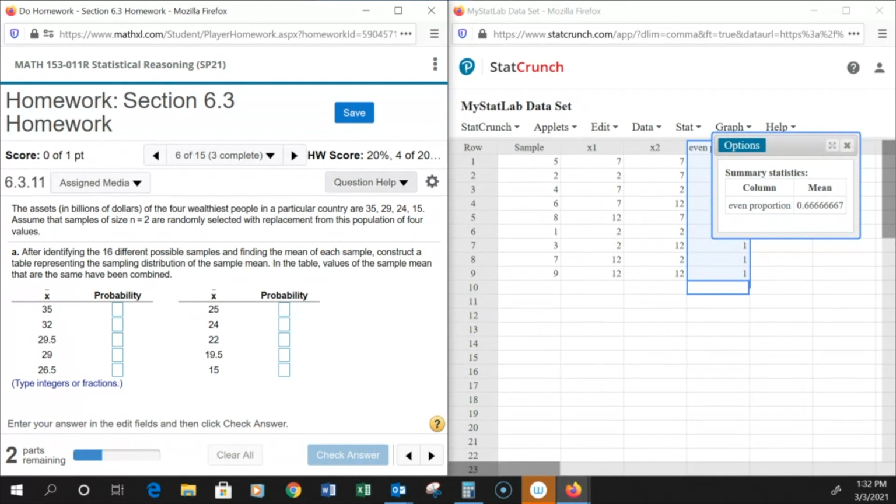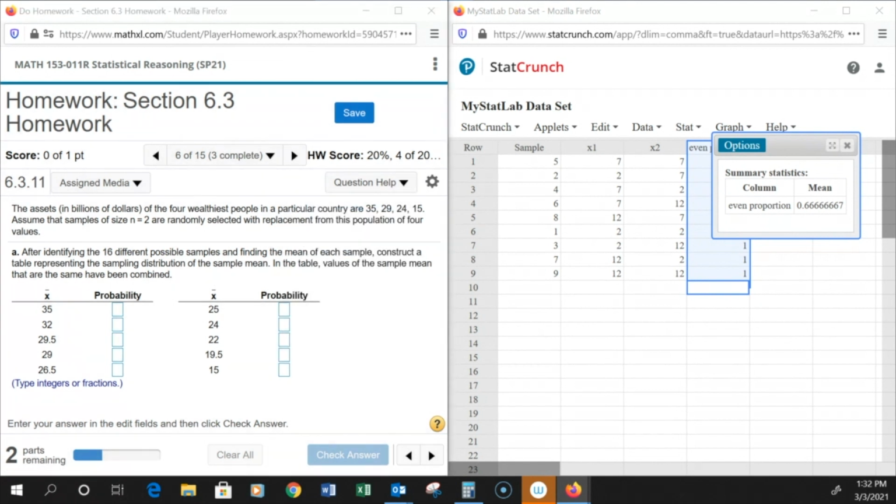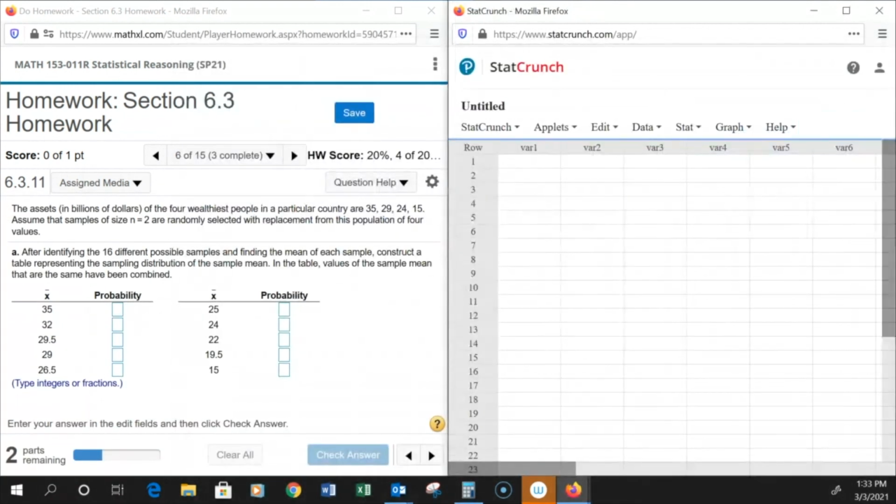So what do I need? I need to get a brand new StatCrunch window, because this is the one, I mentioned it earlier, where I have to key these values in myself. So go to Question Help and choose StatCrunch. Here comes the StatCrunch window. We will tile it, and then I'll put in my values.